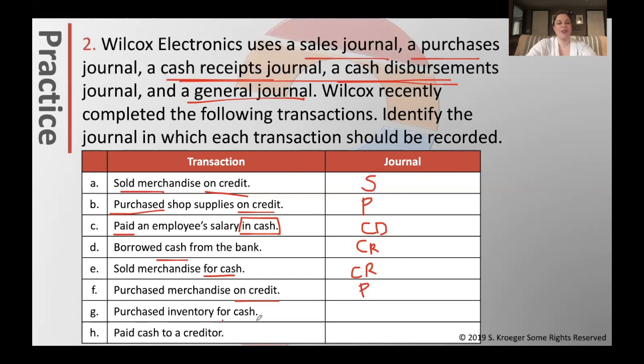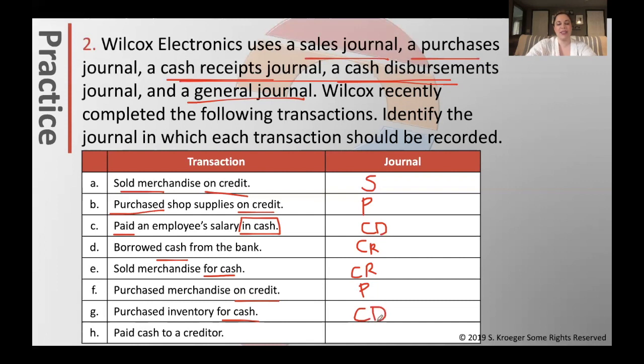Purchased inventory for cash. It involves cash. It's going to be the cash receipts or cash disbursements. And we purchased inventory. If we're buying inventory, then we're spending cash. It would be cash disbursements.